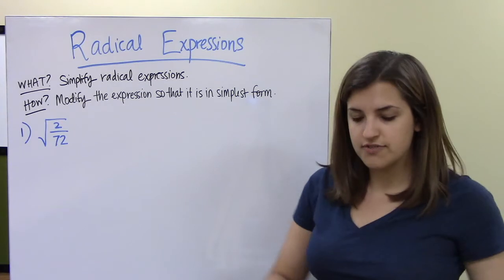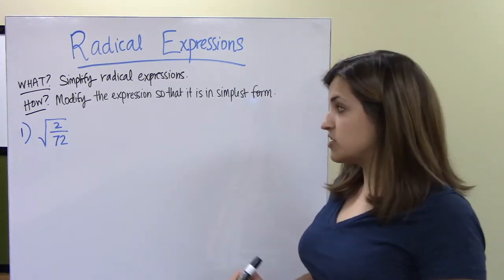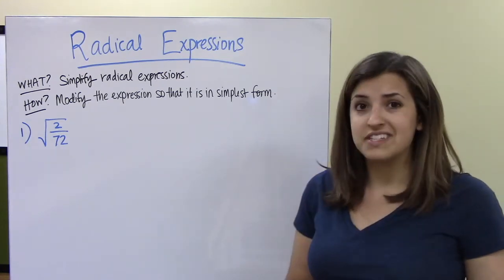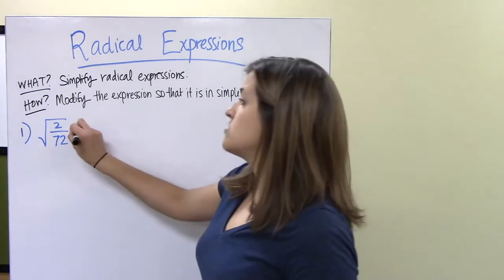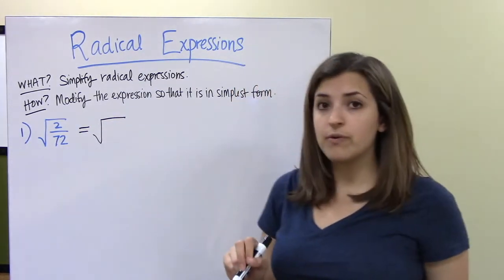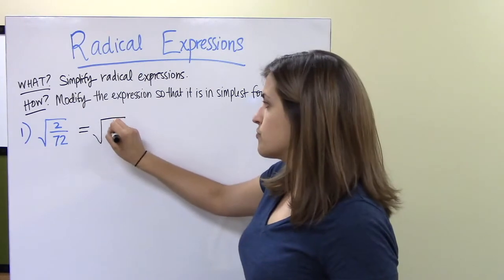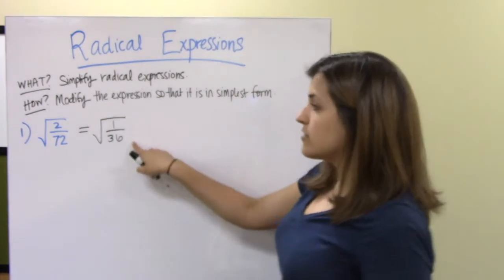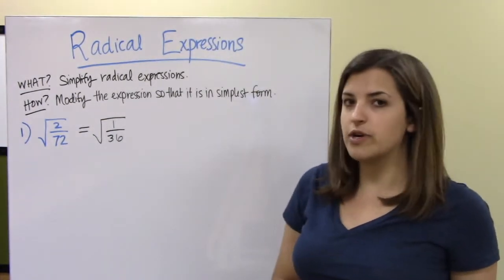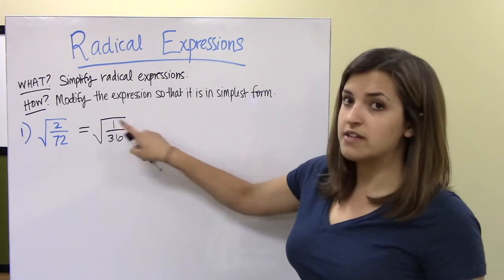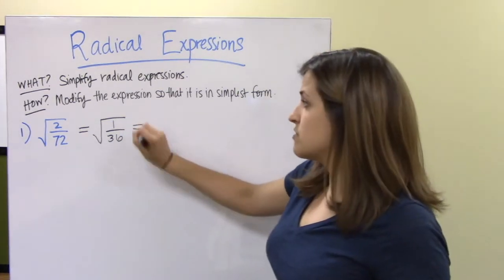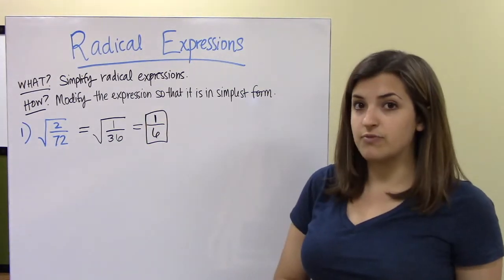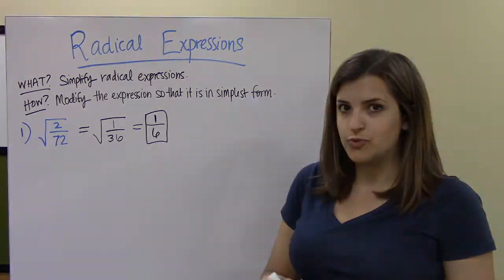All right, so let's take a look at this first one. We have the square root of 2 over 72. We don't want fractions here, so that's one of our problems. Another one is that this fraction can be reduced. So let's do that first. We can get the square root of this fraction reduced, which is 1 over 36. I really just divided both the top and the bottom by 2. 1 over 36, those both look like perfect squares to me. So the square root of 1 is 1, and the square root of 36 is 6. So the square root of 1 over 36 is 1 over 6. That's simplest form.